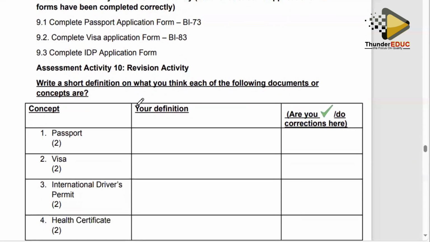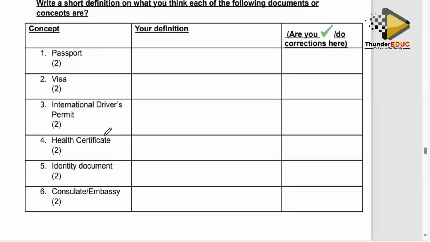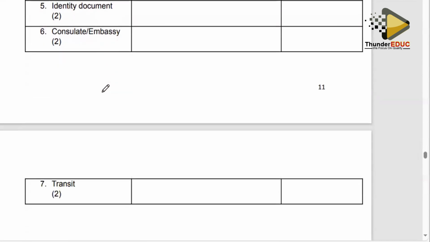Then we have assessment activity number 10, which is a revision activity. The definition: write a short definition of what you think each of the following documents or concepts are. On the first one, you can also do the passport, just to test your knowledge. The passport, the visa, the international driver's permit, the health certificate, and also the identity document. So in this column, that's where you write your definition. Then you check it against the previous slides which we had there. So we have the passport, the visa, the international driver's permit, the health certificate, and the identity document. Then in addition to that, you also need the transit visa.